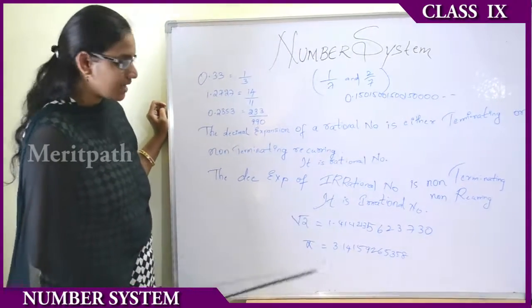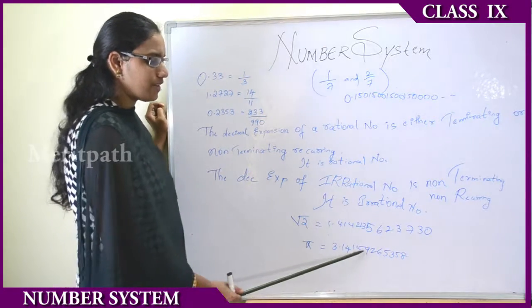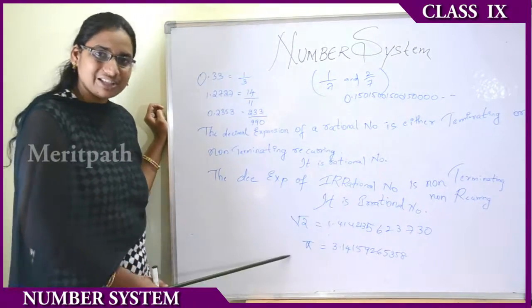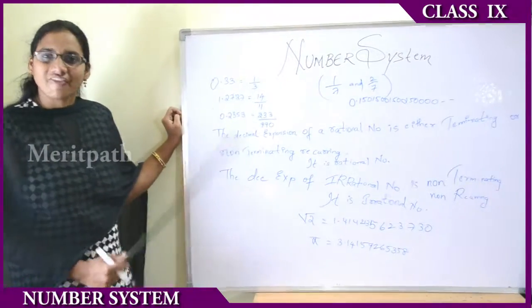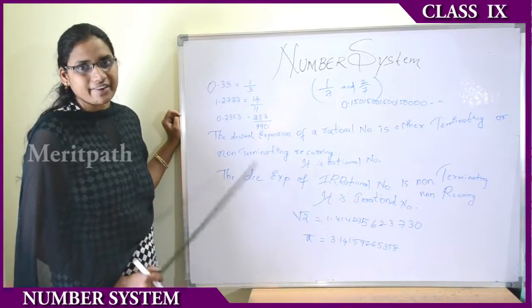And for example, pi. Let us take the value of pi, 22/7, that is 3.1415926538. That means this is also an irrational number, where the number is non-terminating and non-recurring.